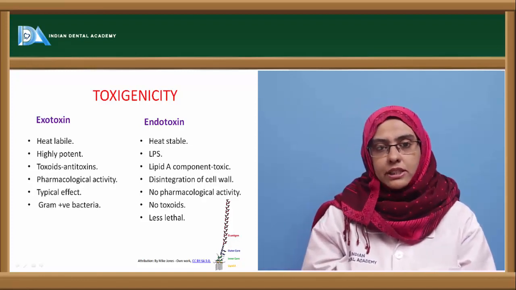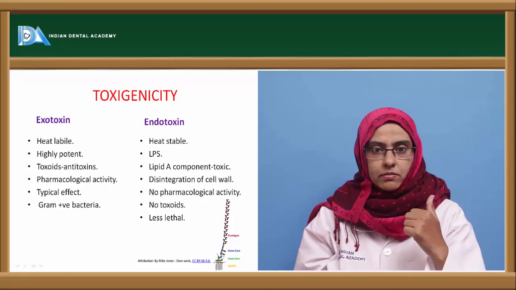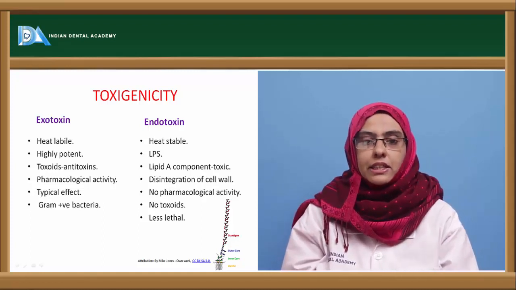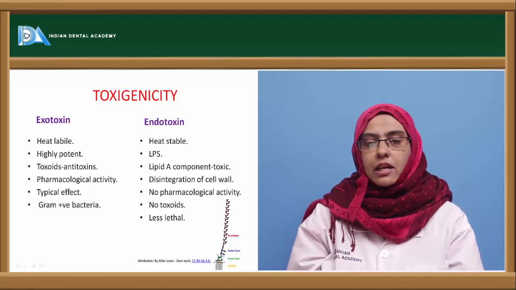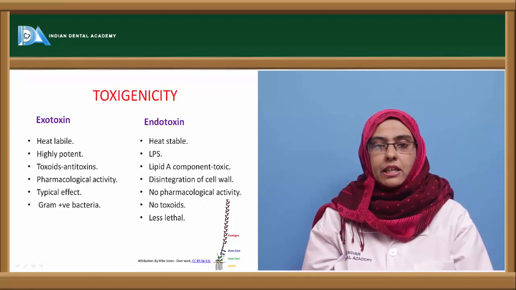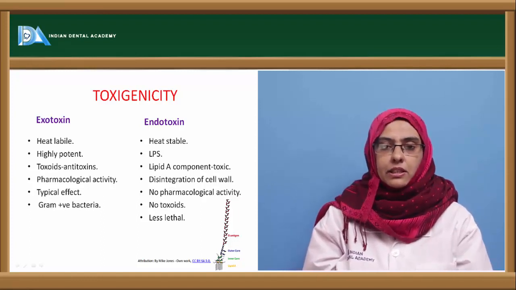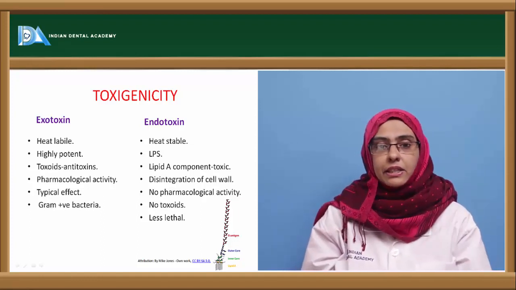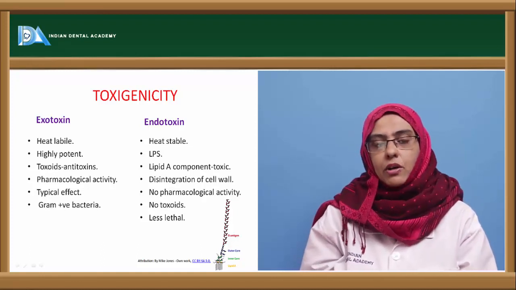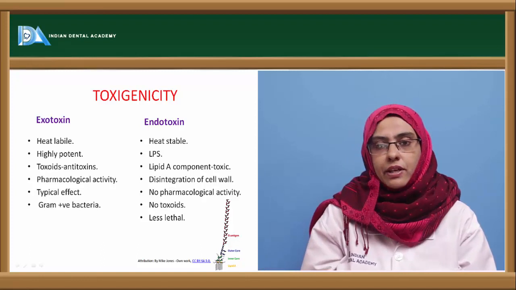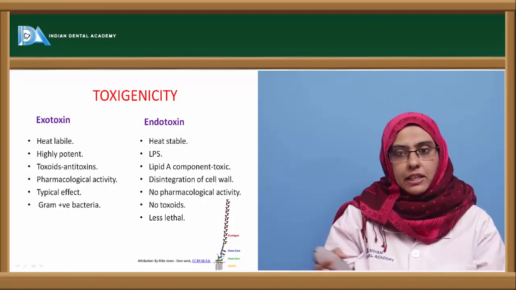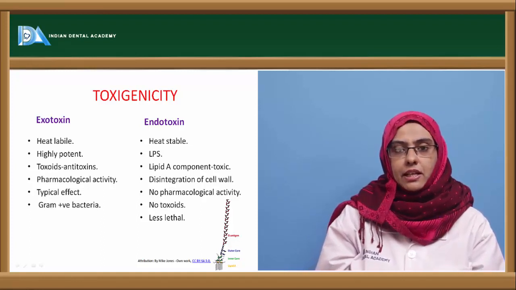And the exotoxin, when it is showing metabolic activity and causing infection, releases certain types of pharmacological products that bring about pharmacological activity. That is, they cause pathogenesis in the human body by inhibiting certain important functions. Such pharmacological activity is absent in the case of endotoxin. The exotoxin shows typical effects, whereas no typical effect can be seen in the endotoxin.